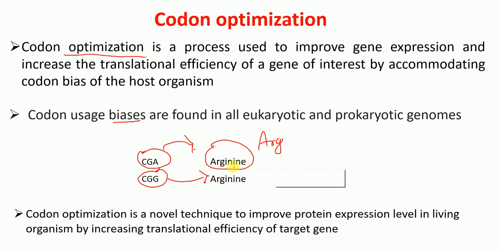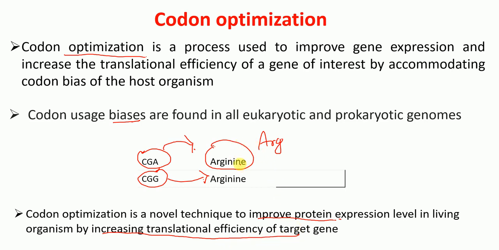If you want to learn more about what codons are, please refer to my video on codons, the link for which has been given in the description. So what is codon optimization then? Codon optimization is a technique that is used to improve protein expression level in a living organism by increasing the translational efficiency of the target gene, right?